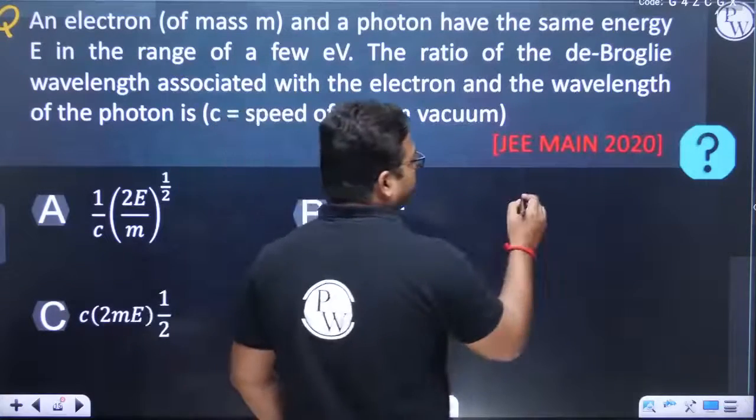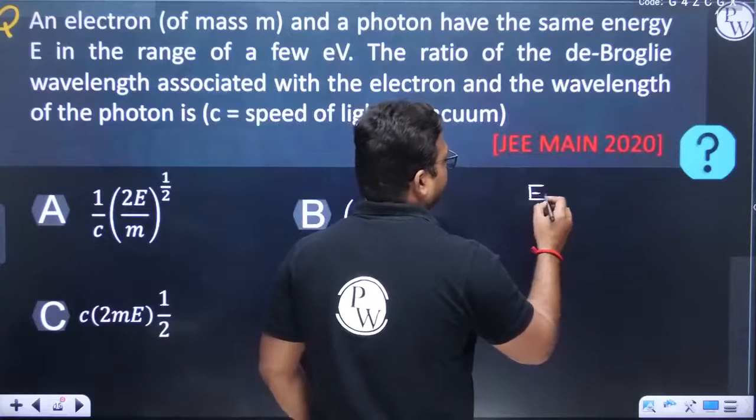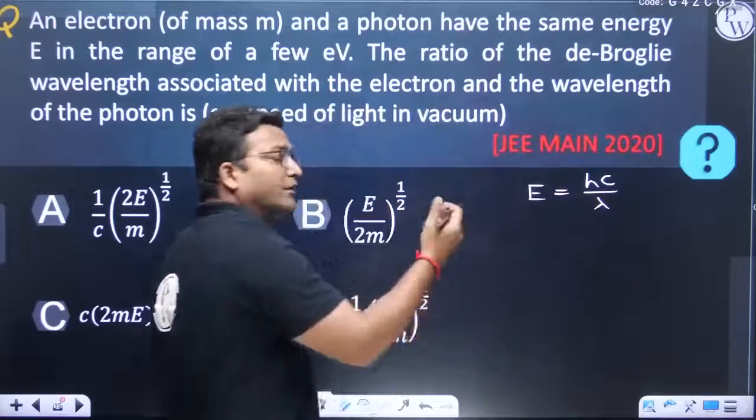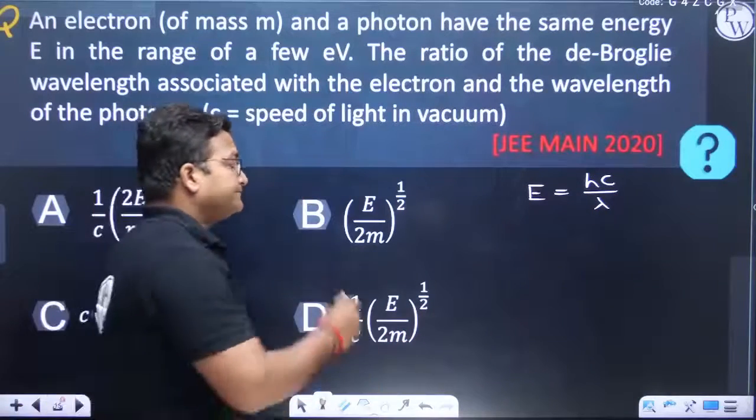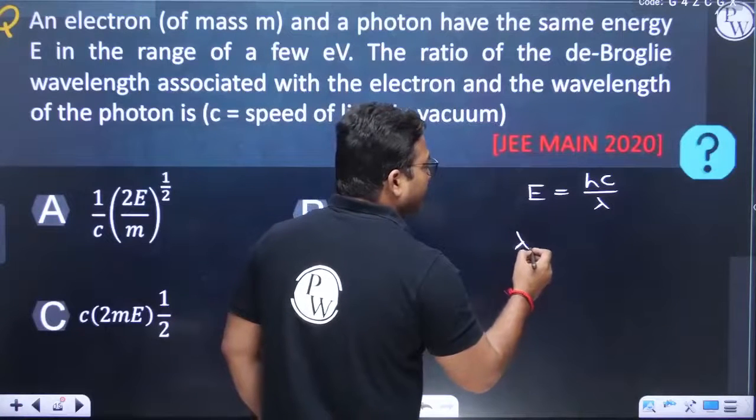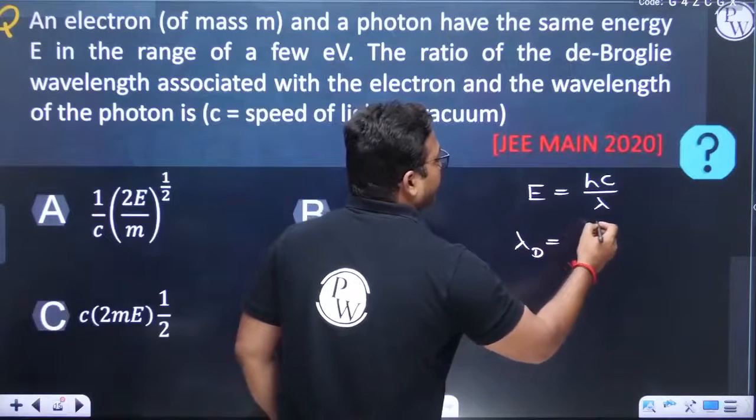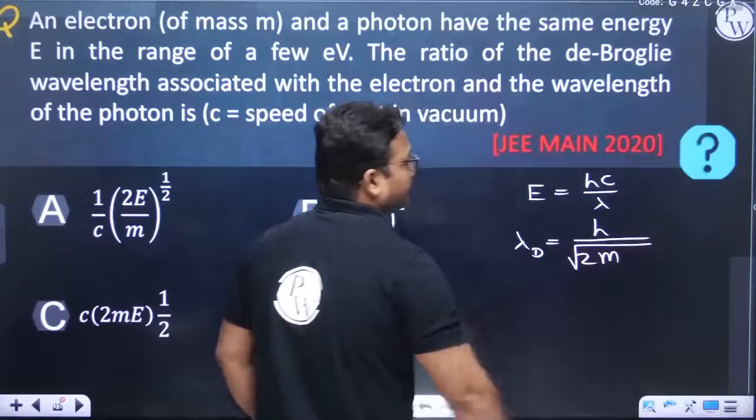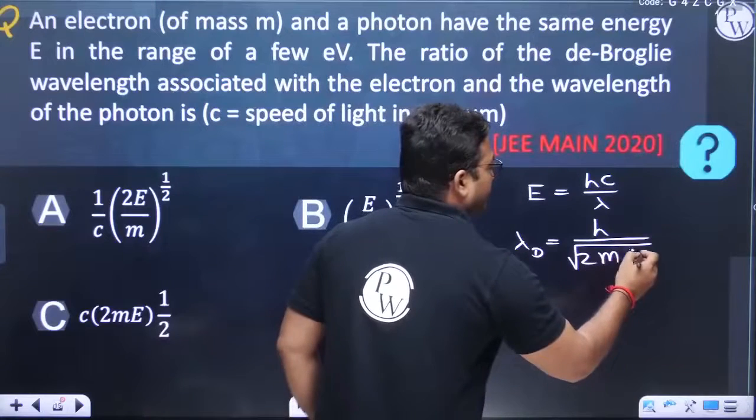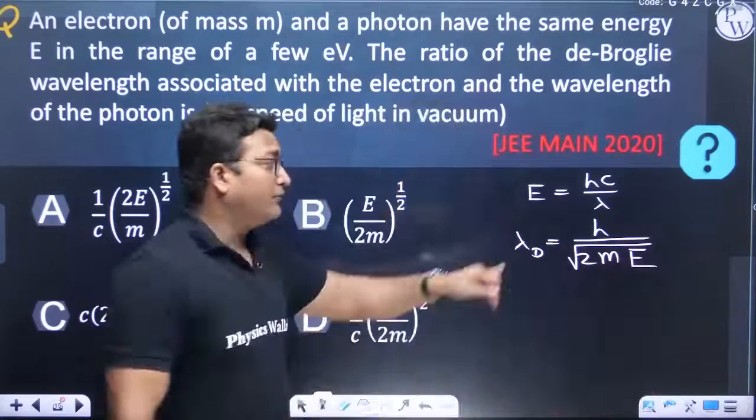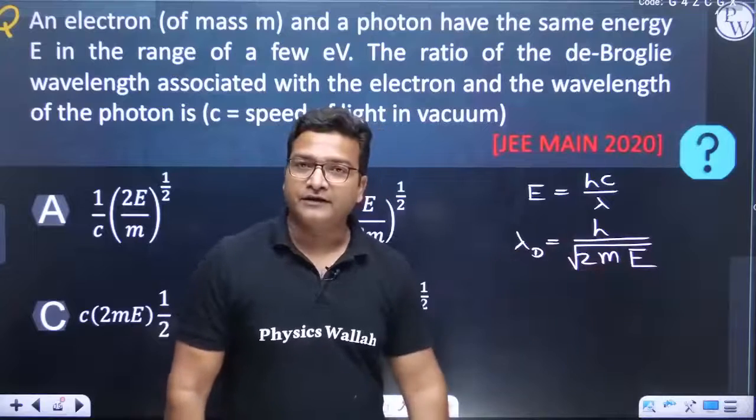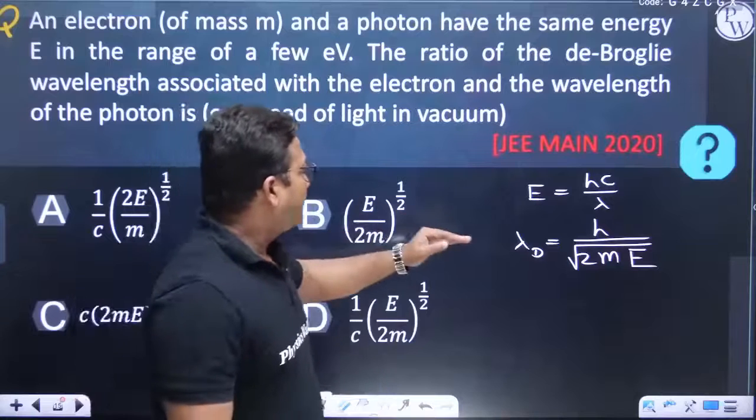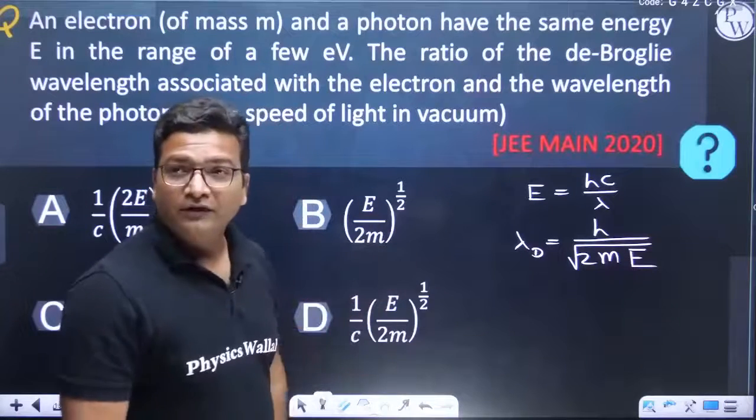A photon's energy is given by E equals hc by lambda, that is the formula for energy of a photon, and the de Broglie wavelength of an electron is given by h divided by square root of twice times mass of electron times energy. As you can see, the energy of photon and energy of electron are the same, and now they are asking us what is the ratio of the de Broglie wavelength of electron to wavelength of photon.